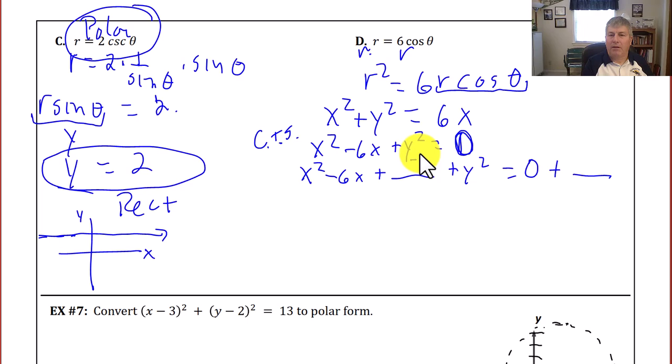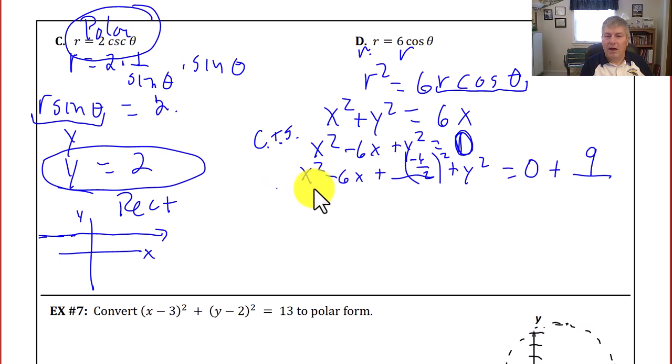So that's negative 6 over 2, and we're going to square it. Well, negative 6 over 2 is just negative 3, squared is positive 9. So I've manufactured 9 on the left, so I have to add 9 to the right-hand side. Got my lefts and rights mixed up.